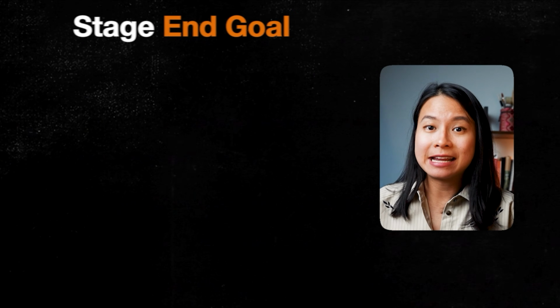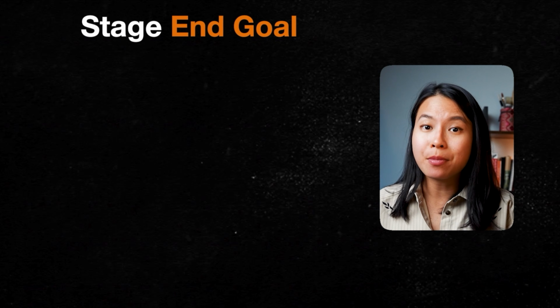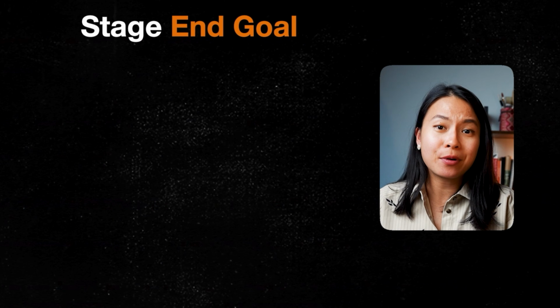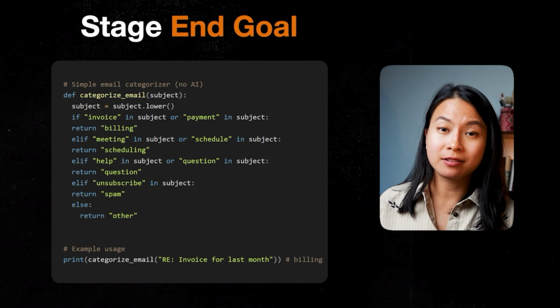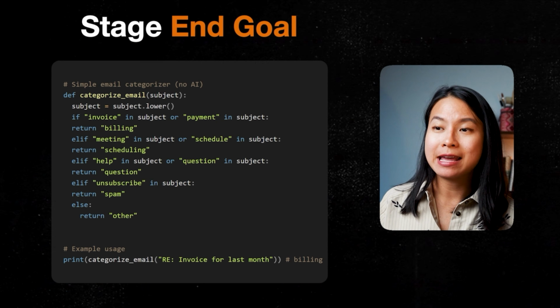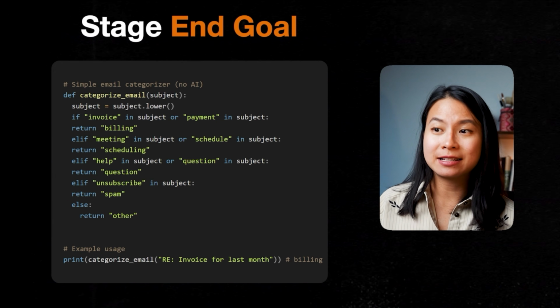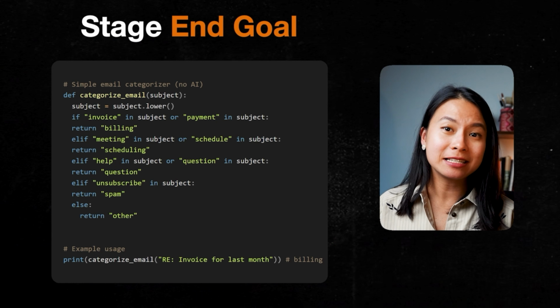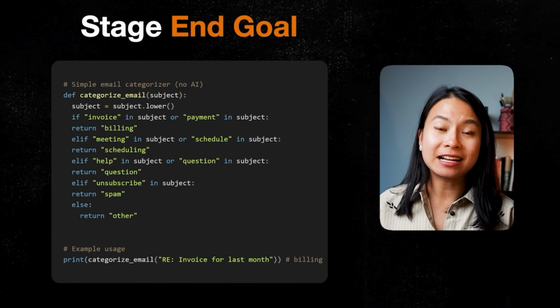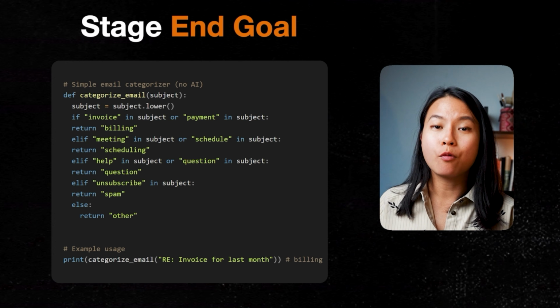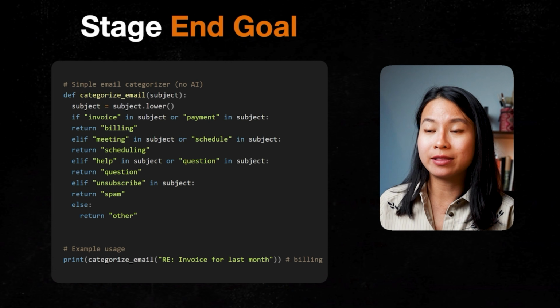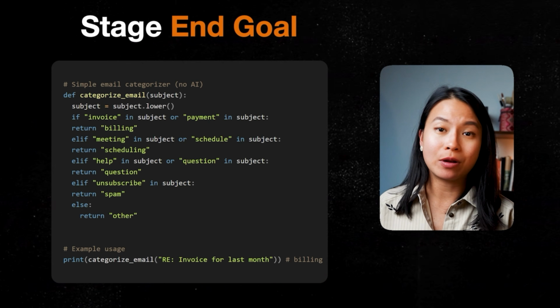By the end of this stage, you should be able to write a simple backend function. For example, a rule-based email categorizer. So this simple function categorizes an email into different categories using specific keywords. And this is, of course, super basic, but that's the point. It helps you understand the shape of the problem. And later, when we replace this logic with LLMs, we know exactly what we are replacing.